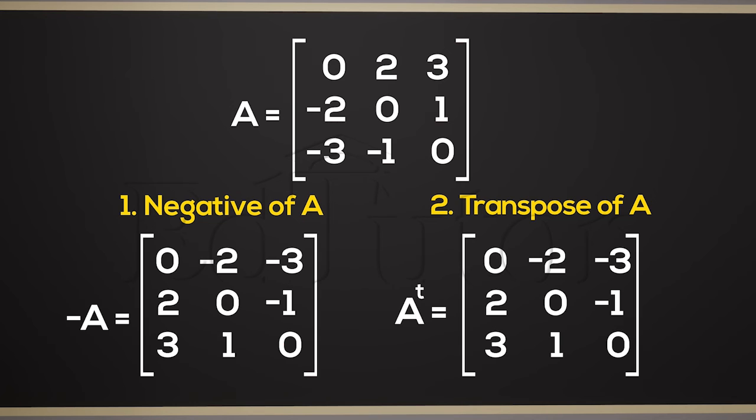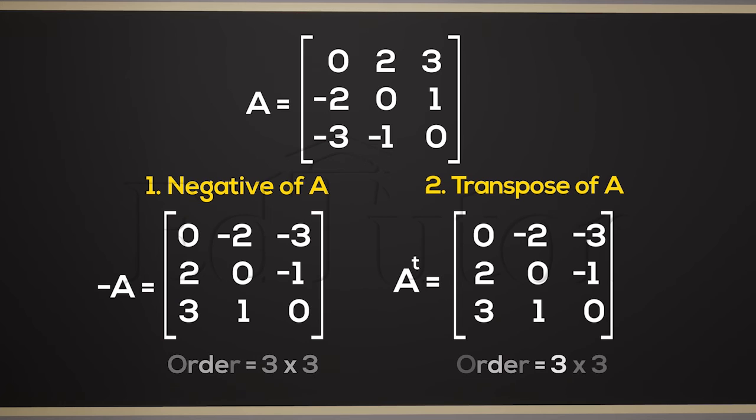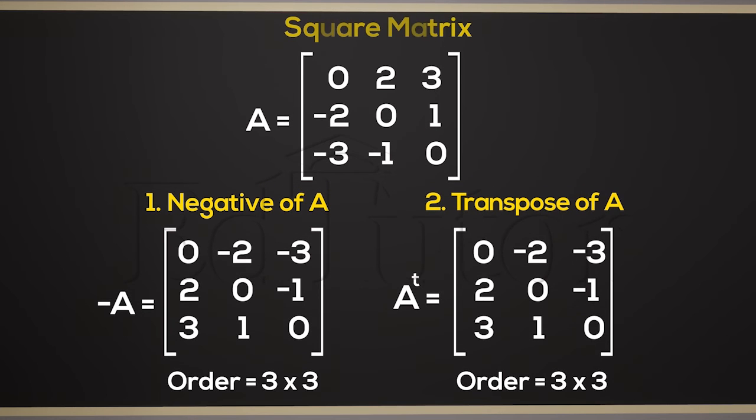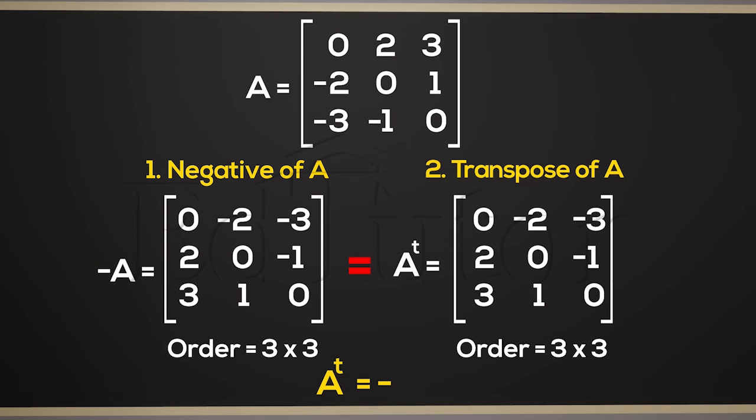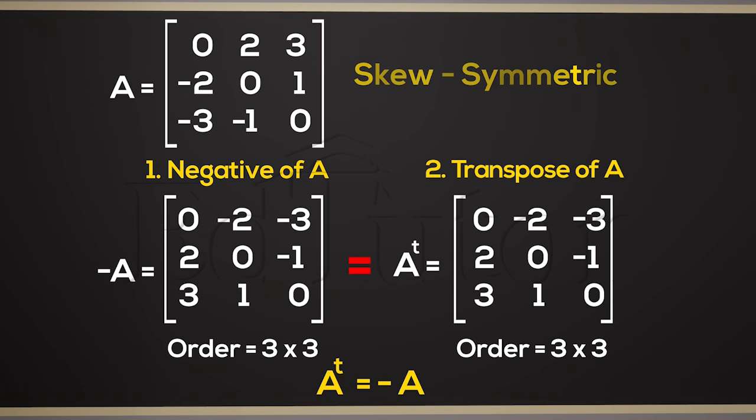Now, let's see if these two are equal. The first thing is the order, which is the same because matrix A was a square matrix. Secondly, the corresponding values: 0 is equal to 0, -2 is equal to -2, -3 is equal to -3, and the rest are the same as well. So, in this case, both matrices are equal. A transpose equals minus A. Therefore, A is a skew-symmetric matrix.